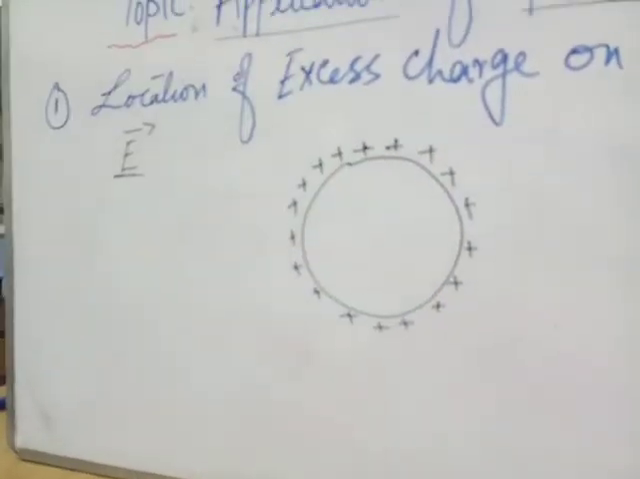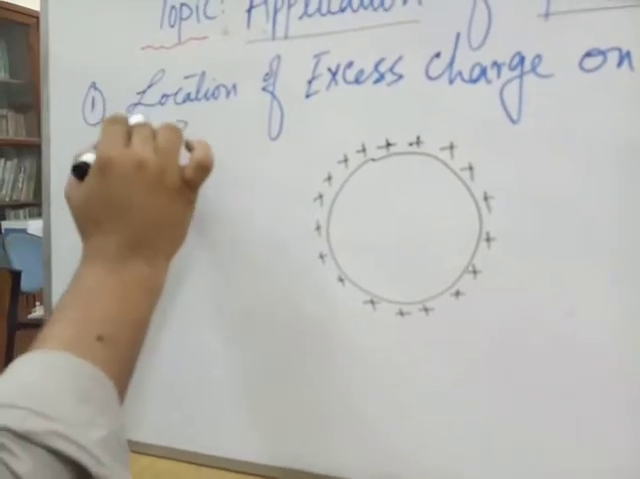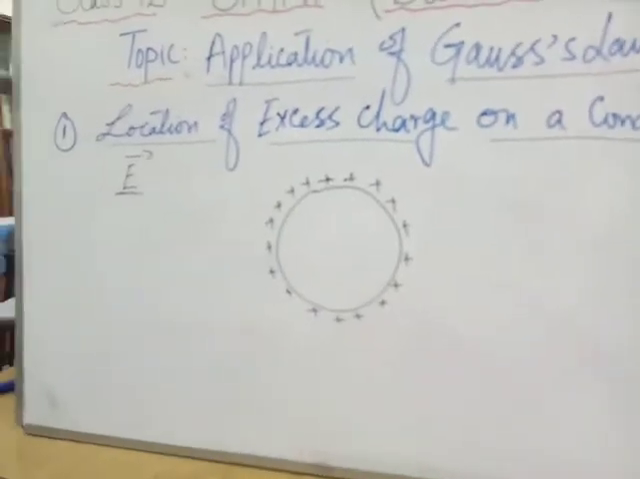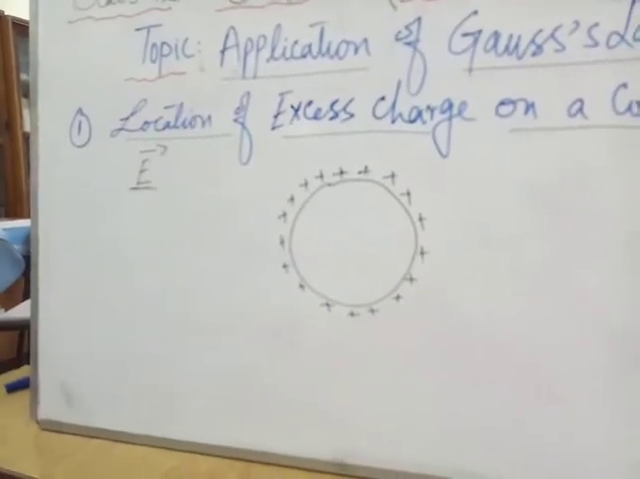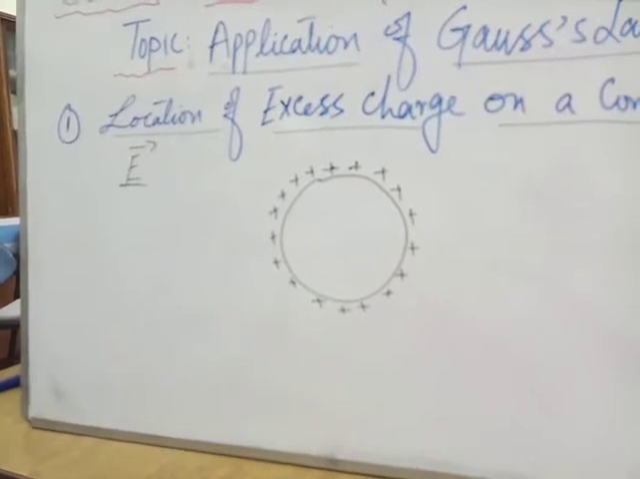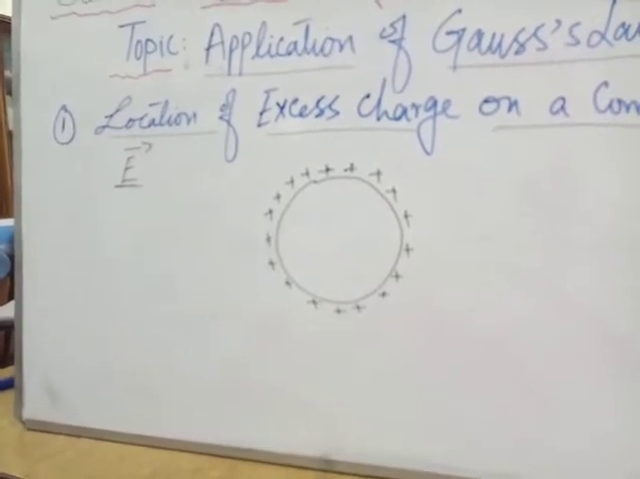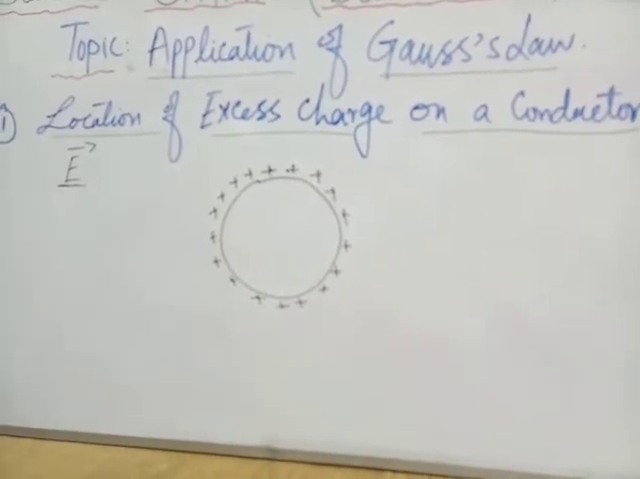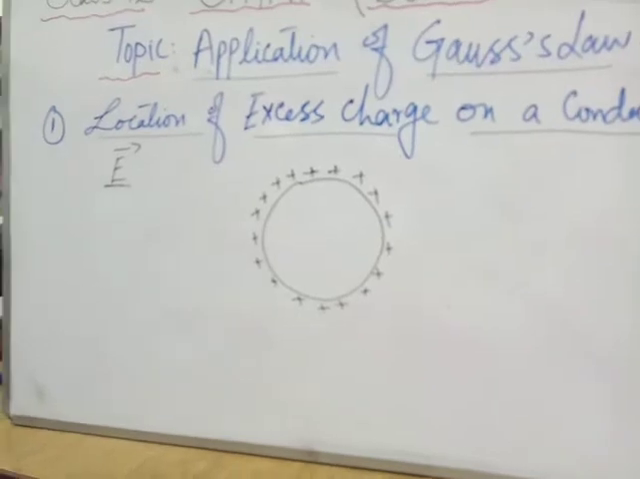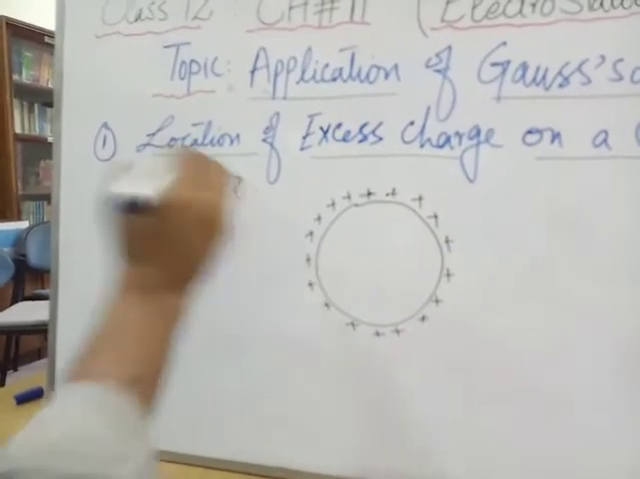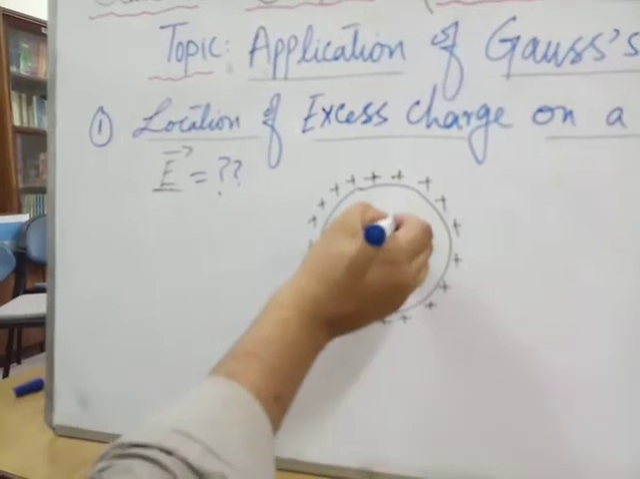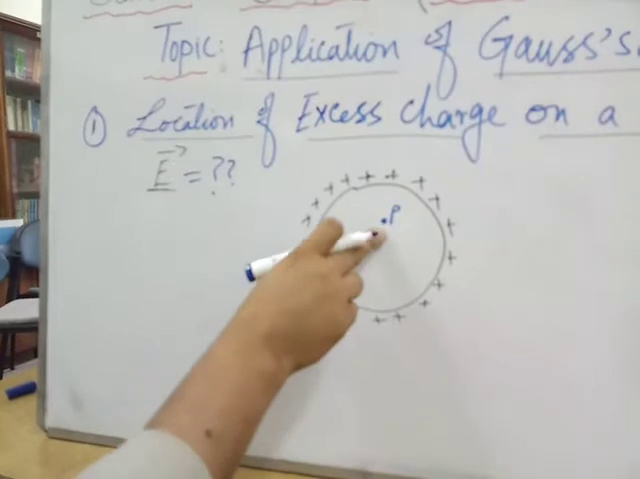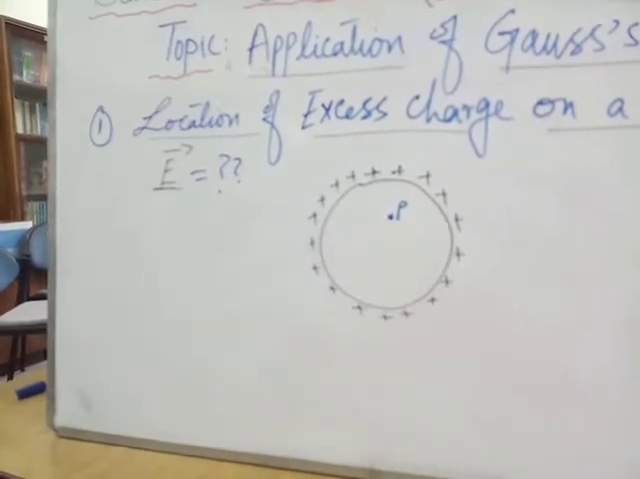In your book, this topic is named by the location of excess charge on a conductor, or in a previous book the question may be given in your paper: find electric intensity for a hollow charged sphere. So first of all, for finding this E, we have a point P, and we are going to find electric intensity for that point.